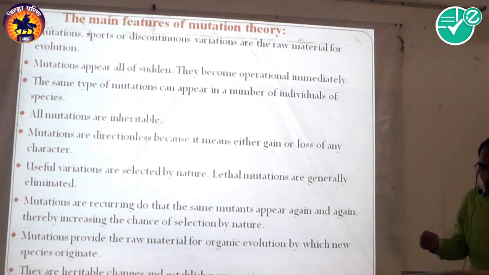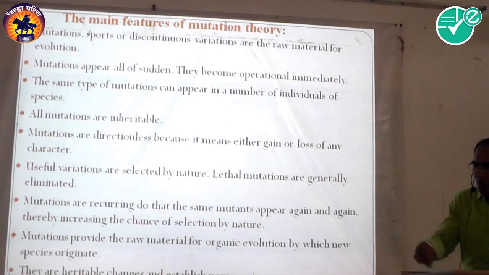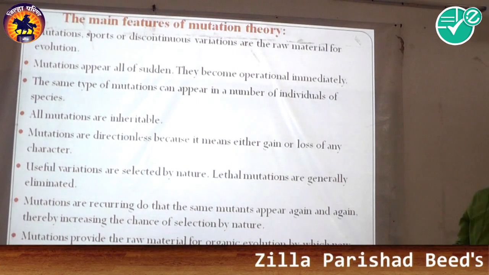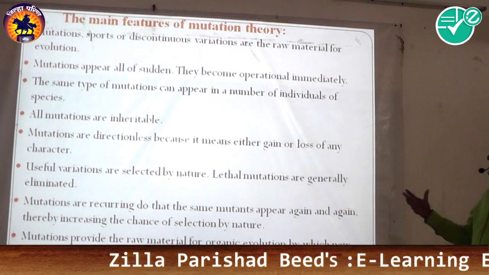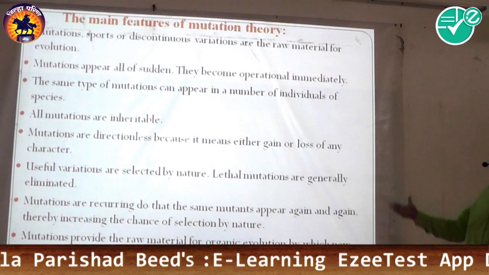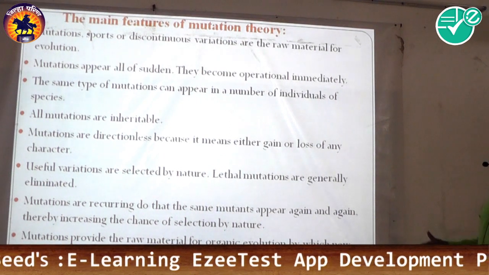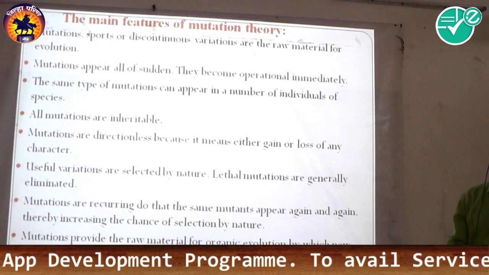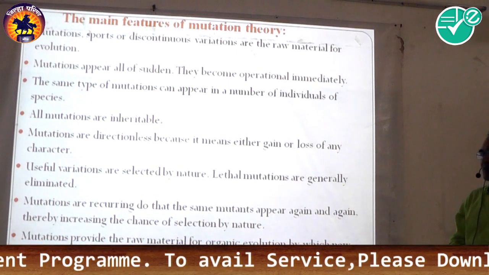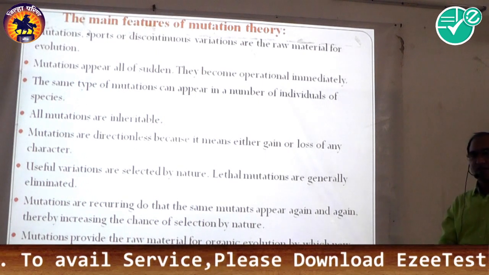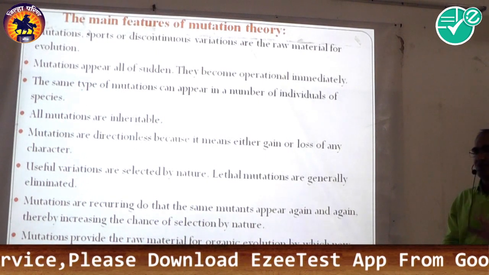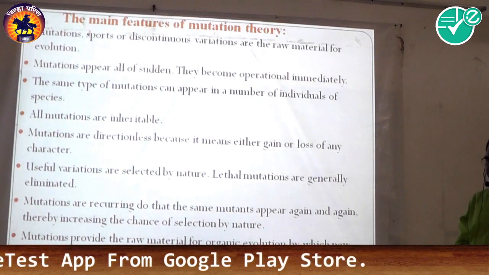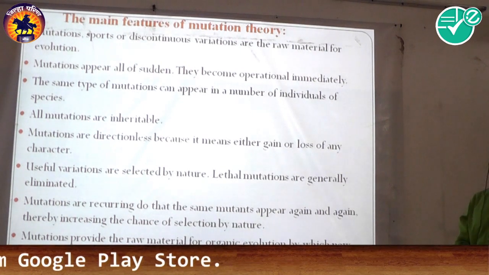Mutation appears all of a sudden. They become operational immediately. Yes, this is one of the good facts. Mutation is nothing but a sudden change in the genetic makeup of that organism, so it appears suddenly. The same type of mutation can appear in a number of individuals of the species. Mutations do not appear in a large number of the species, but take place in a few individuals of the species. Okay, so all mutations are inheritable.